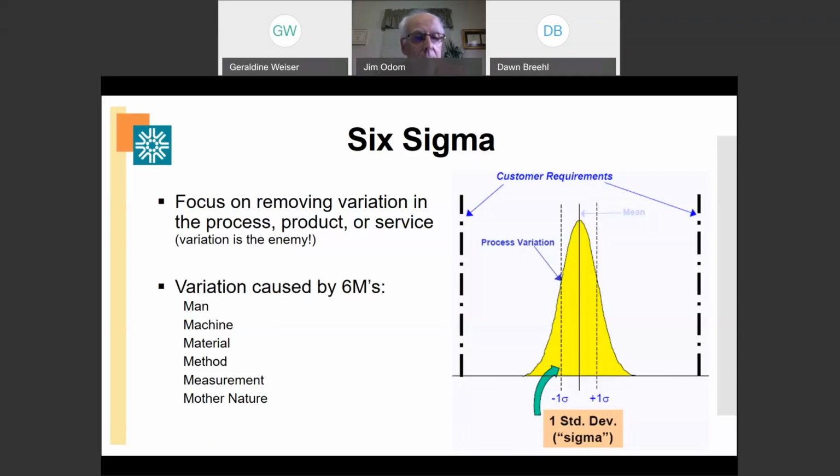Equipment, machinery or equipment cause variation. You've got some machines that run well, other machines that don't run well. Differences in material, differences in suppliers. You can even have differences in one lot of material to the next lot of material. The method, how we do things.